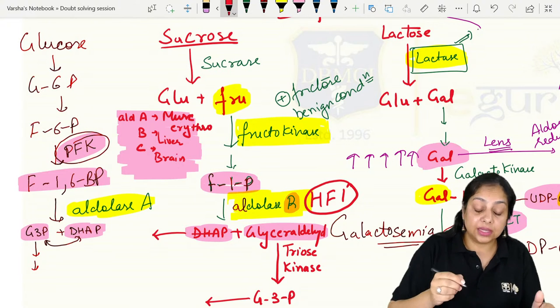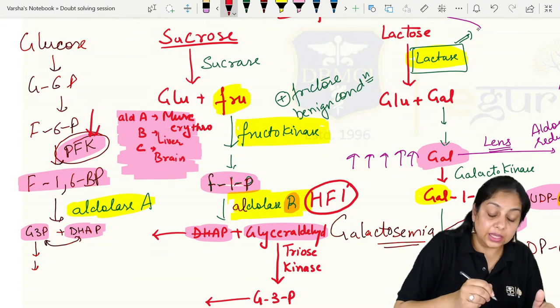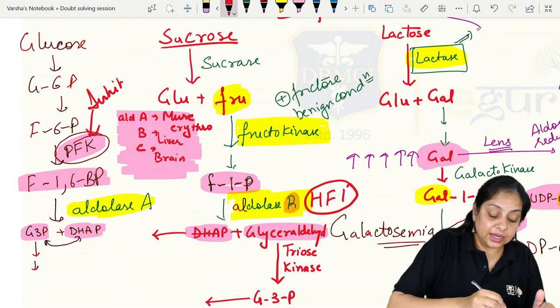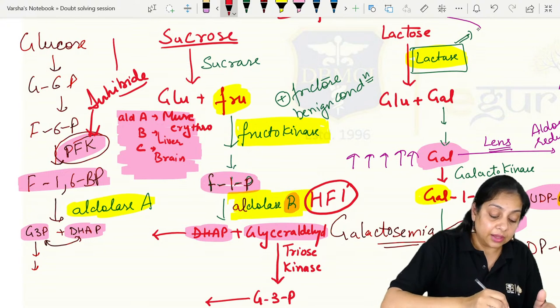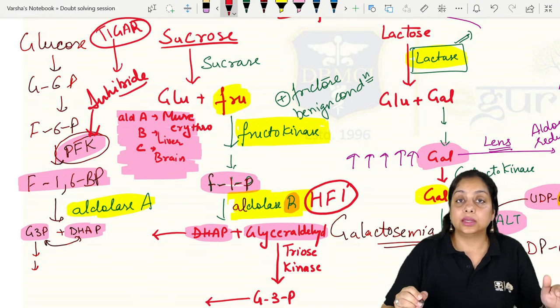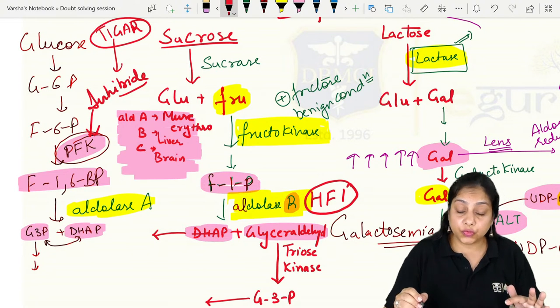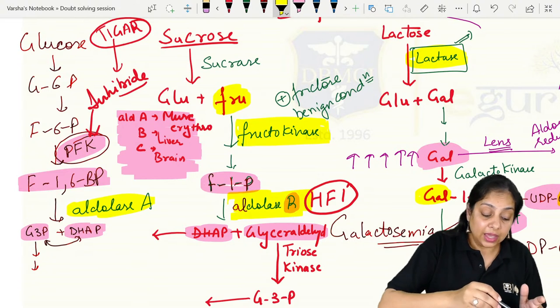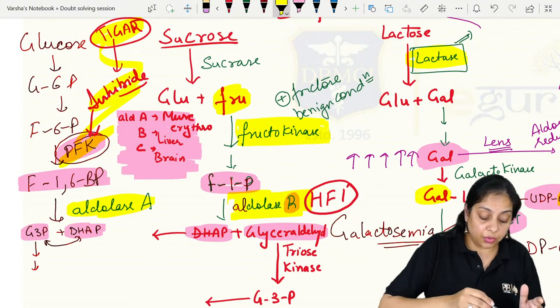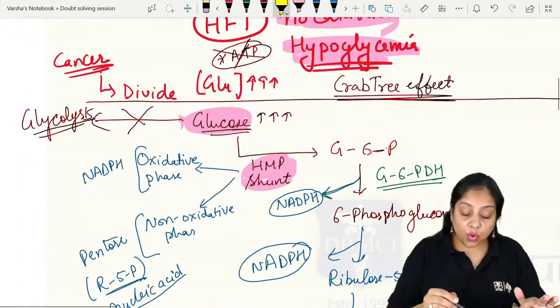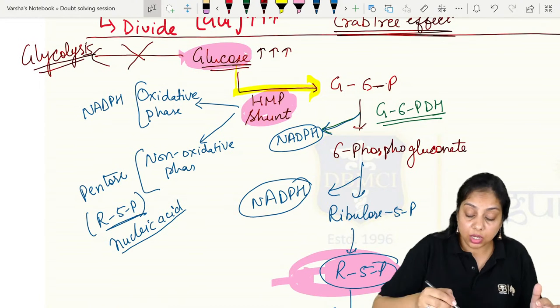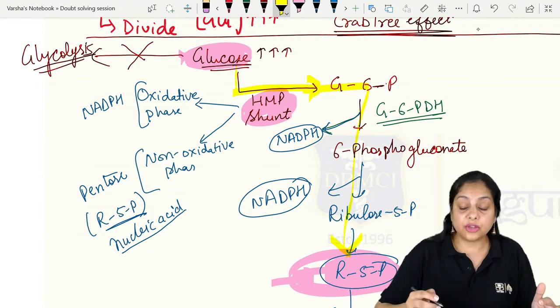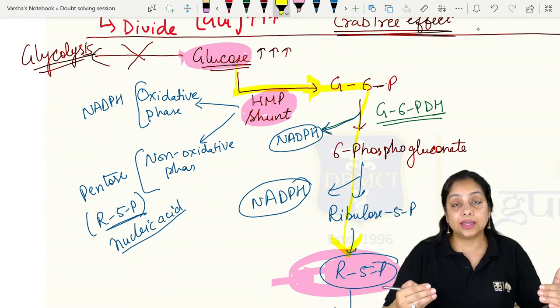So what happens here is this enzyme is inhibited. And who is inhibiting it? This was one of the very smart questions. There is TIGAR. TIGAR inhibits the phosphofructokinase enzyme. Can you see it? Thereby, more is rerouted towards the HMP shunt, towards the production of ribose 5-phosphate, so the cancer cells can divide.